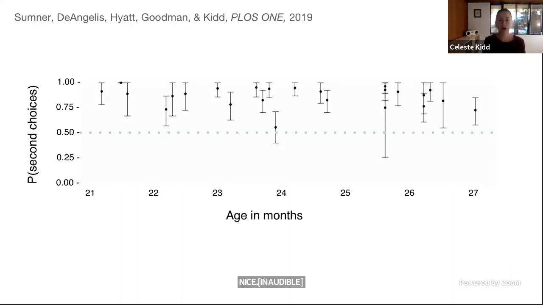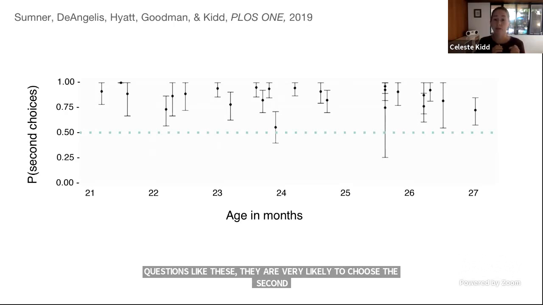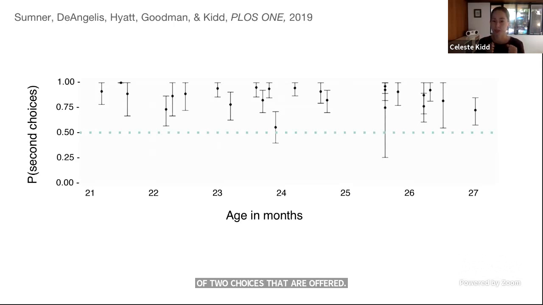She's choosing the second thing. And this was a very common pattern for kids at this age to exhibit. Overwhelmingly, kids in the early stages of language production, when they're first starting to say words and respond to questions like these, are very likely to choose the second of two choices that are offered. Upwards of 75% of the time in the task I just presented.